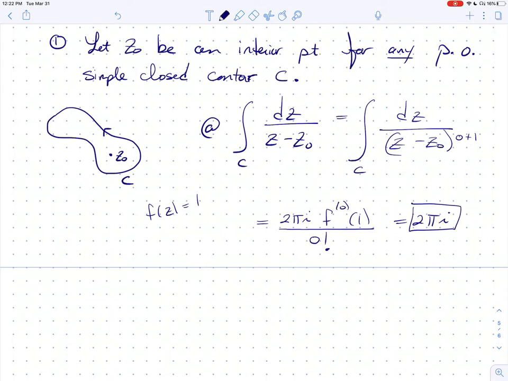Go back, pause the video, look at your notes. When we worked this out, we actually came up with a parameterization for the contour, and we plugged it in and we worked it out. And it wasn't hard, but it took a little bit of work. Whereas now that we have this generalization of Cauchy's integral formula, it's relatively straightforward. Okay, so let's do another example.